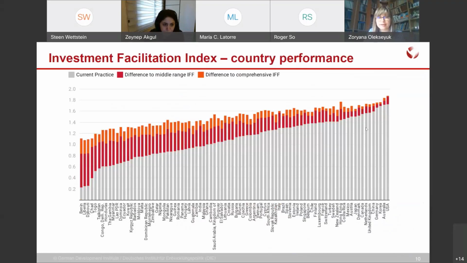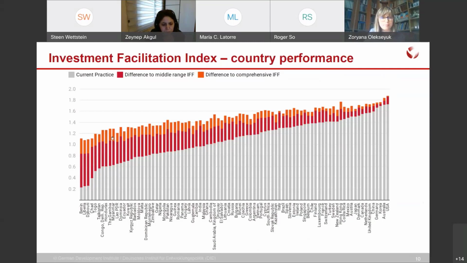And here you can see in detail the scores for the current practice. So in gray, you see the current practice for the 86 countries. And you can definitely directly see here that on the left side, we have the low-income developing countries such as Benin, Liberia, Chad, Togo, and so on, with a very, very low level of implementation of investment facilitation measures right now. And on the right-hand side, the developed countries, USA, Australia, Korea, Germany, that have already implemented lots of measures, and the space to the maximum of 2 is quite limited, right?